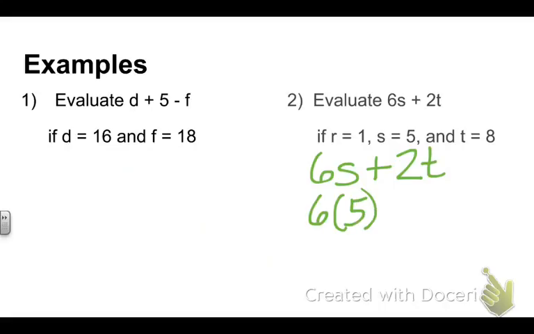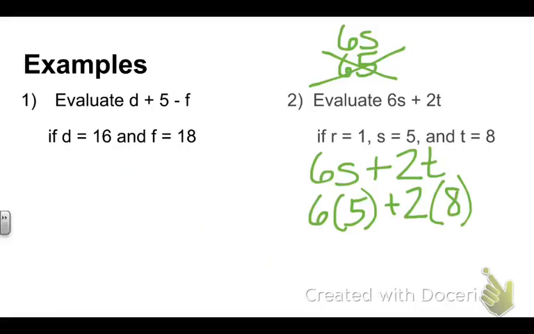The biggest mistake that people would make is they would see that 6s, and if s is 5, then they go 65. It is not 65. That is saying 6 times s, so it's 6 times 5. Same thing here, plus 2 times t. If t is 8, then it's 2 times 8. It's not 28, it's 2 times 8.